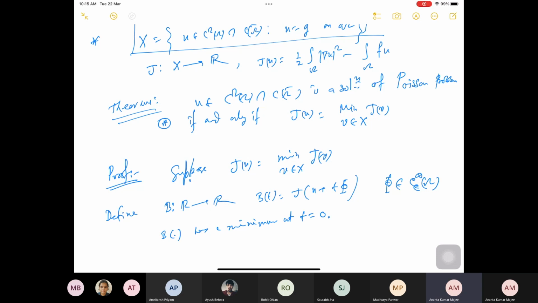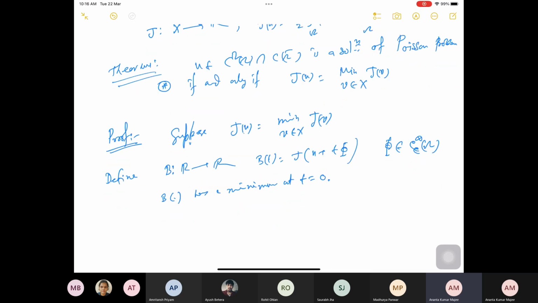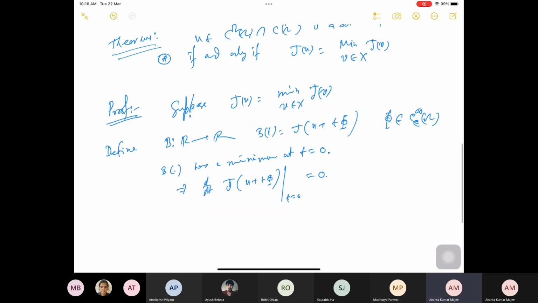So here what it says is that, since my J is defined on some energy space X, which is kind of an infinite dimensional thing, here I try to find out on a finite dimensional setup. That means it is a function from R to R, real valued functions, and then I have this part. So this implies that d/dt of J of u plus t phi at t equal to 0 gives you 0.